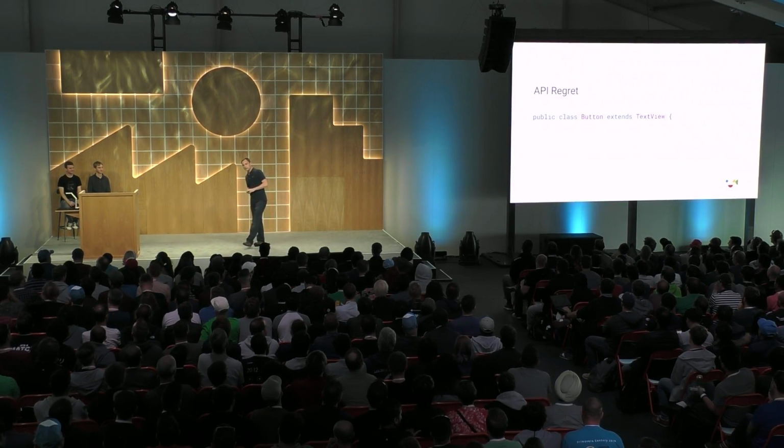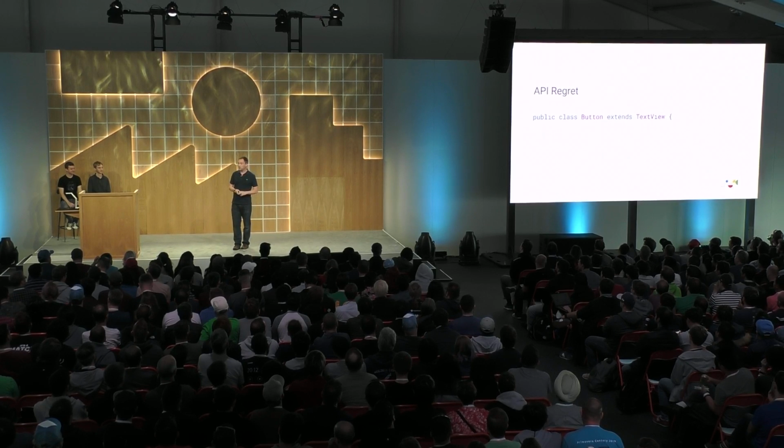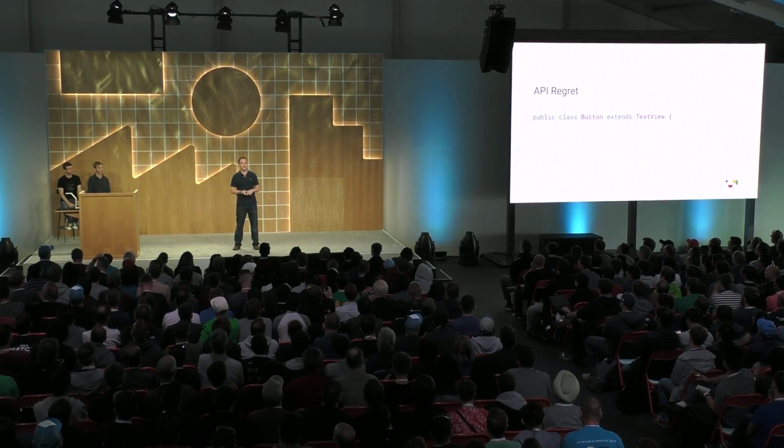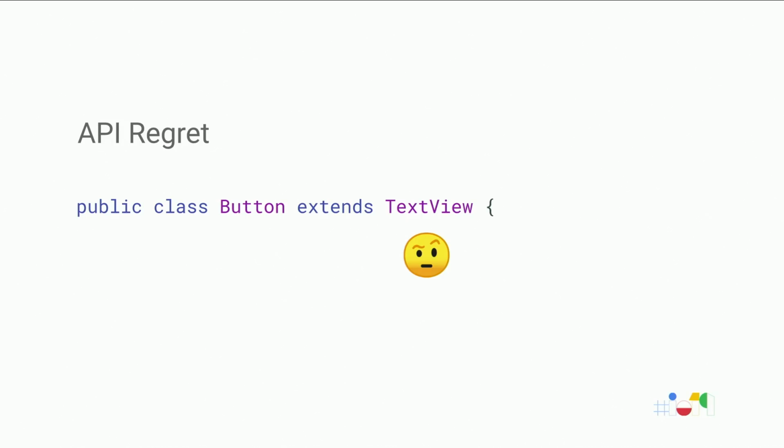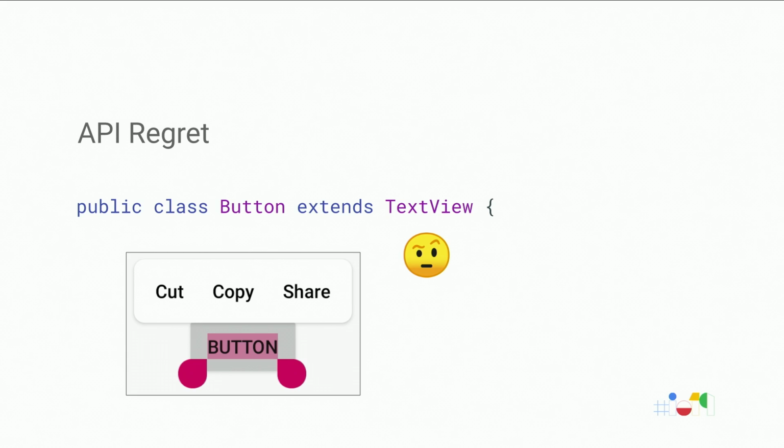Another example that I really like is button. If you look at the source code of button.java, it's extremely interesting. There's very few lines of code in there because it extends text view. Why? It's a good question, because we need to display text. The problem is that text view can do a lot of things. For instance, you can make a button selectable if you want. And I'm pretty sure you can also make it editable.